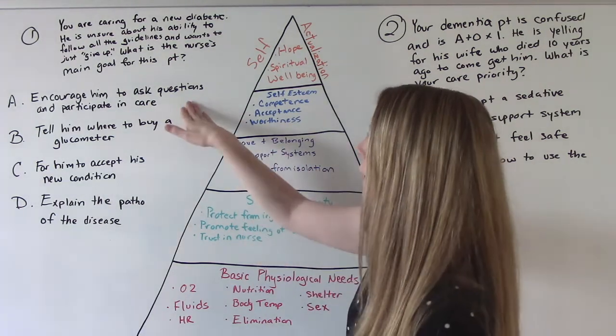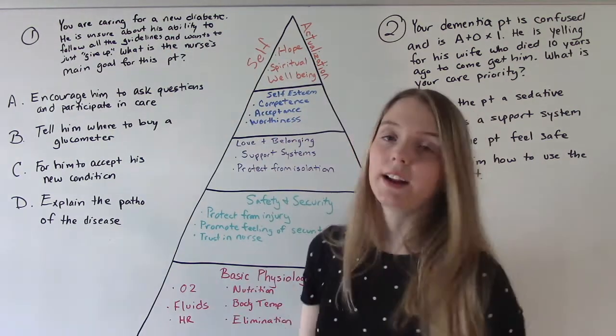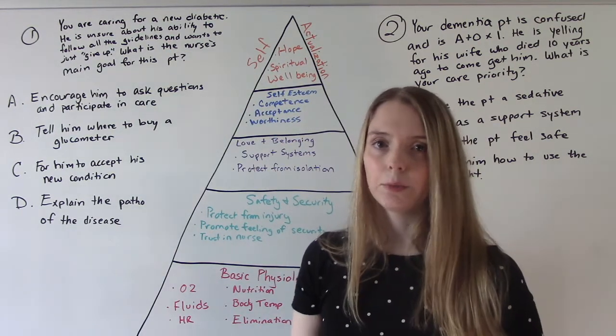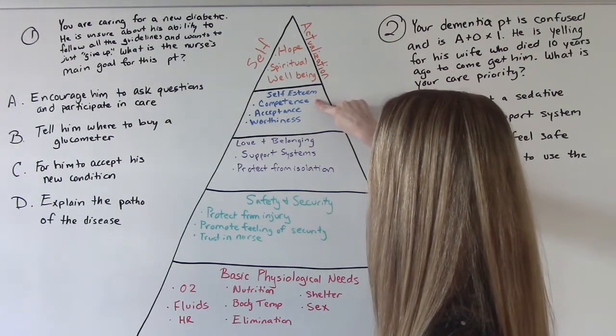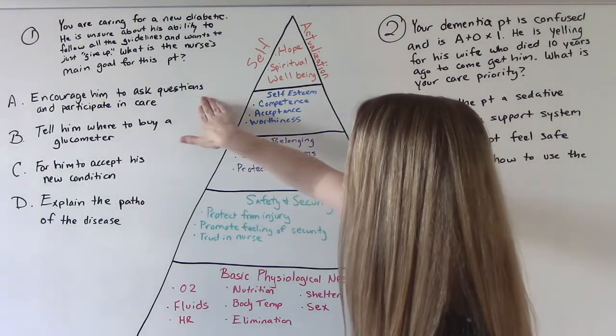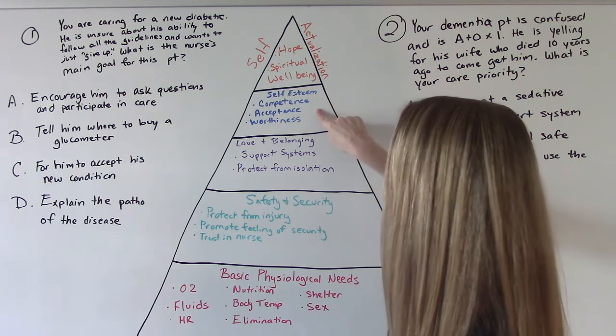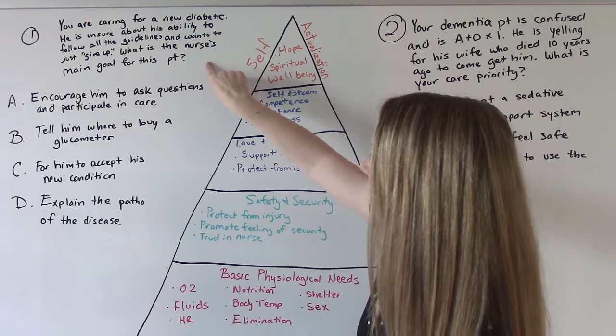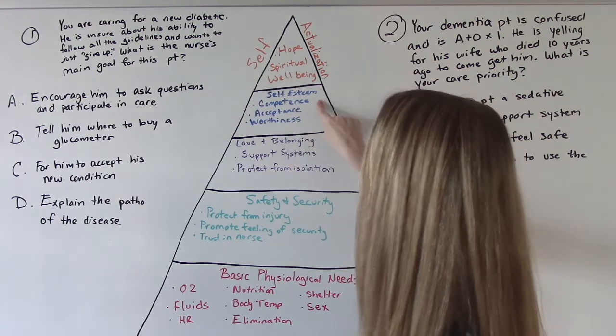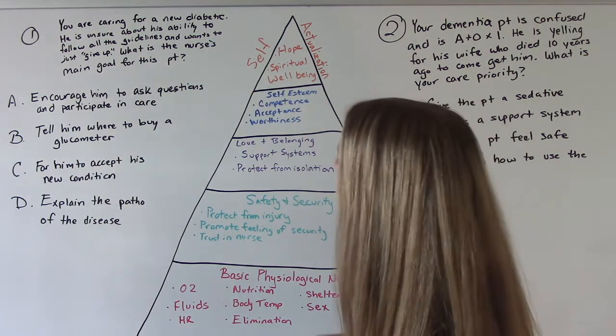Because that's going to help him to feel better about what's going on, and it's going to help him understand the guidelines a little bit better. So this is related to competence. So acceptance and competence, they're in the same part of Maslow's. Which one is the higher priority for this particular patient?